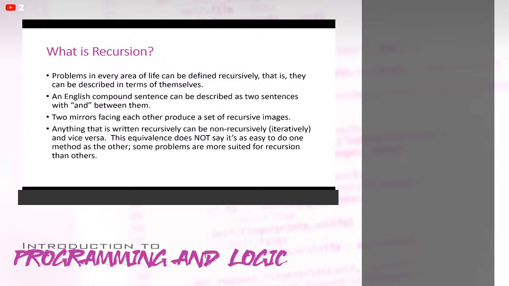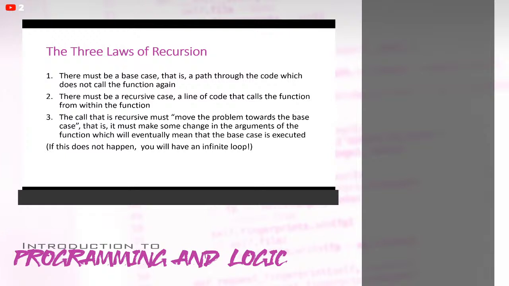Now we have three laws of recursion. One is that there must be a base case. So this is why we wait and talk about recursion in this module, because we need some kind of condition through which the code can run where it won't call the function again. We need a conditional where it'll actually stop the recursion. Because if we don't stop the recursion, we get what we call an infinite loop.